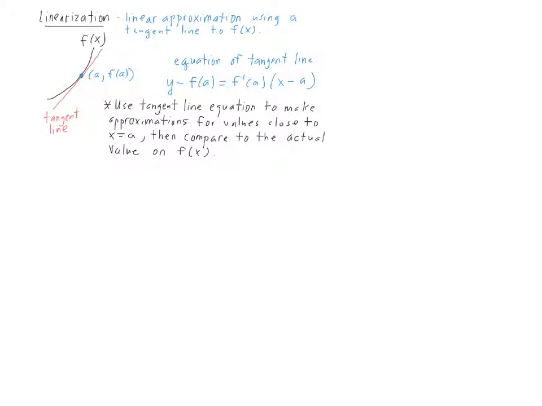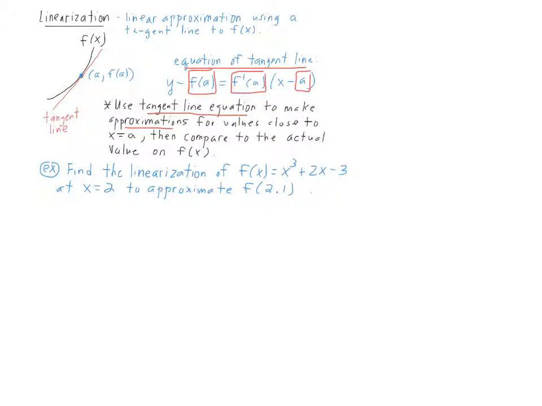Well, recall that we know how to write the equation of the tangent line. This is where we drew in those three boxes. Okay, and so f of a is the y value, a is the x value, and f prime of a is the slope, or the derivative. So we know that already. So what are we doing with it? Well, we're going to use this tangent line equation to make approximations for values really close to x equals a. And then we're going to compare it to the actual value on the function. So this is a lot easier once we look at an example. So here's an example.